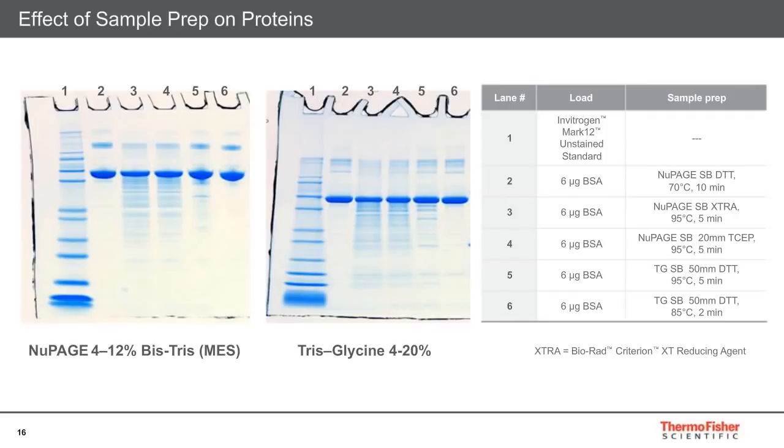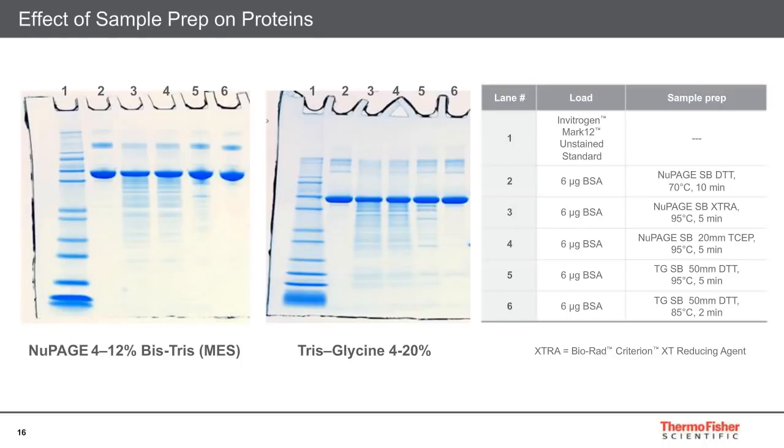So in the previous slide, we saw the effect of gel chemistry and pH on sample integrity. In the next 3 slides, we will review the impact of sample prep on protein integrity. The image on the left is the NuPAGE Bis-Tris gel with various sample prep conditions.